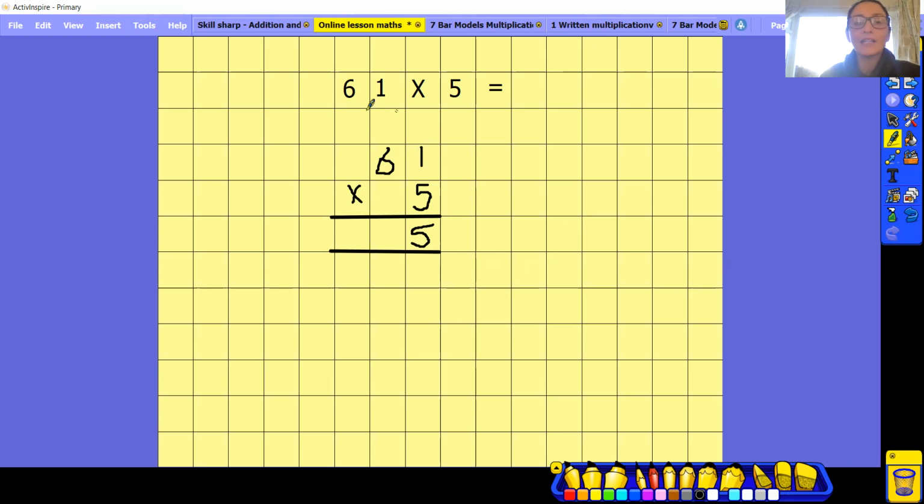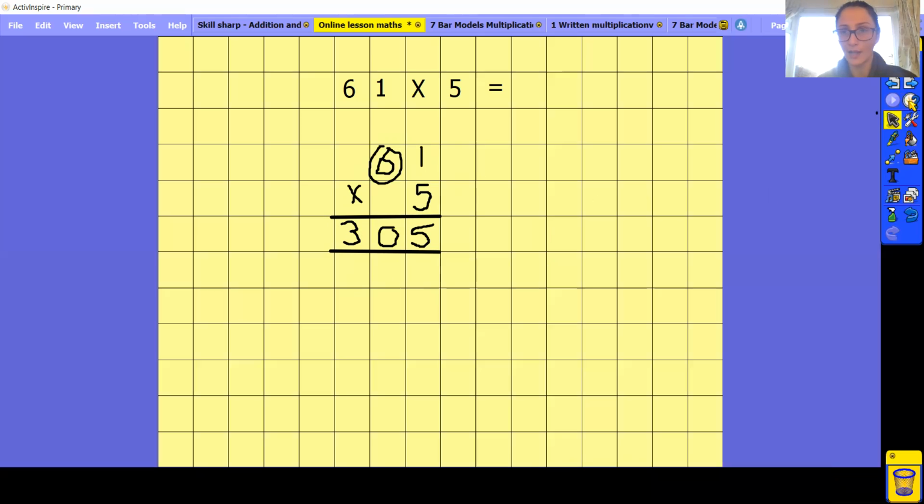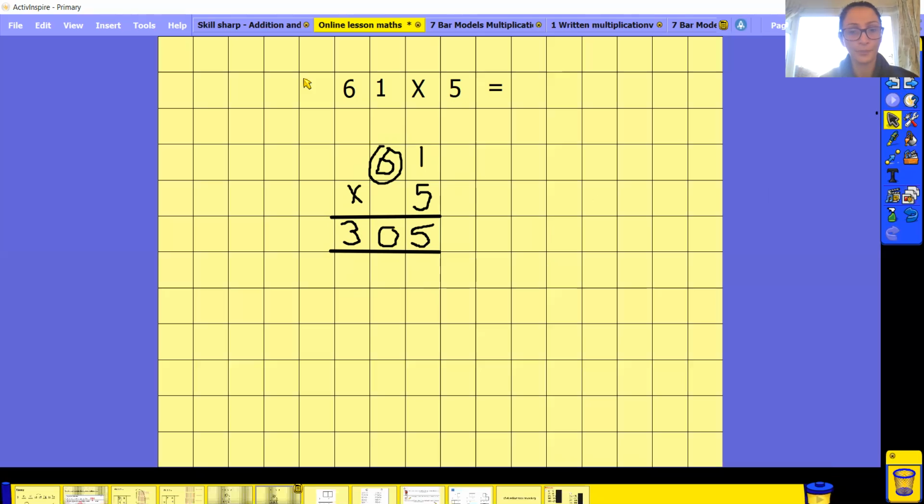And then we go into our tens column. Remember, the value of this 6 is actually 60 because it's in the tens column. So we're really doing 60 times 5. However, it's much easier if we do 6 times 5. If you don't know your 6 times tables, you could also do 5 times 6. I'm going to make life easy for myself and do 5 times 6. So I'm going to do 5, 10, 15, 20, 25, 30. And that equals 305. There we go. Well done if you managed to get that at home.